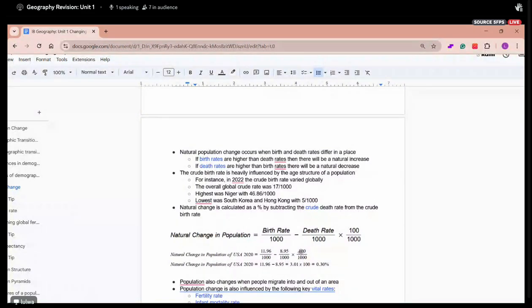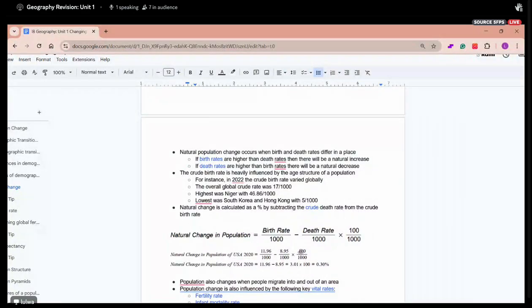So crude birth rate means the average number of children per a single woman. The overall global crude rate was 17 per 1,000. However, the highest was in Niger and the lowest was in South Korea and Hong Kong. And so that shows you that there's differences.